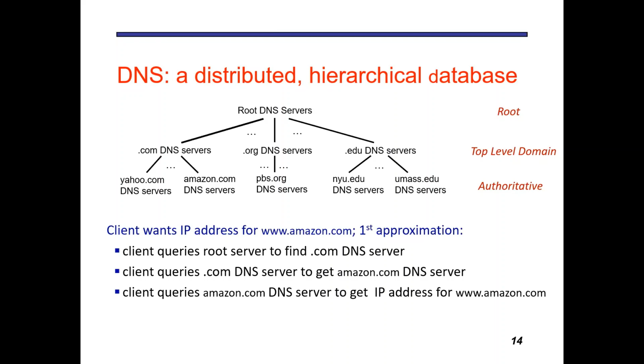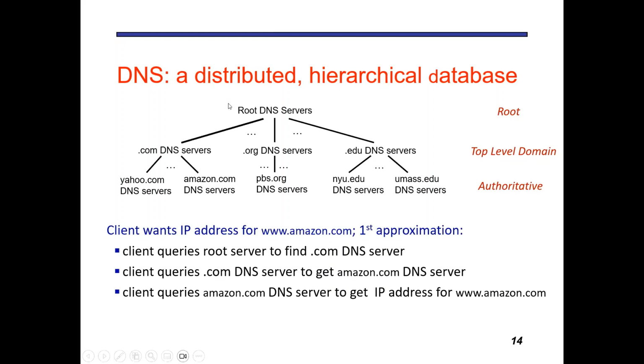So for example, if the client wants to get an IP address for www.amazon.com, the client queries the root server to find out .com. So it kind of works in the reverse order. So the request will go to the root DNS, and I will show you there are actually two types of ways in which the DNS queries work: iterative and recursive, which I'm going to discuss shortly.